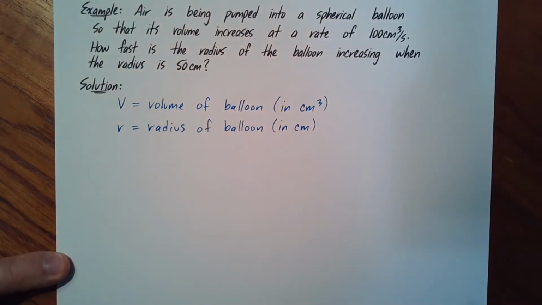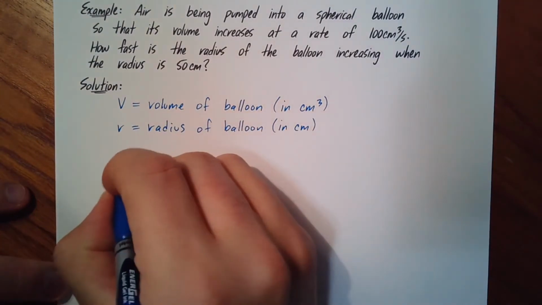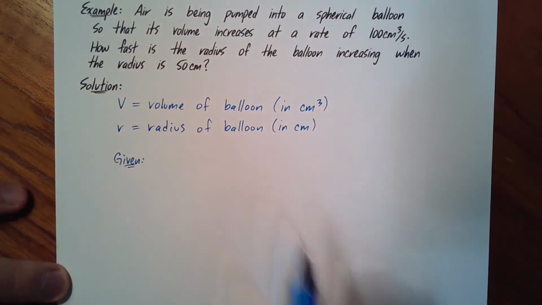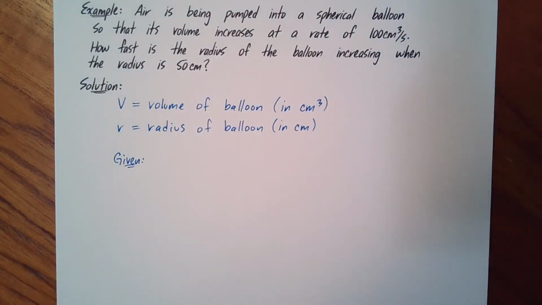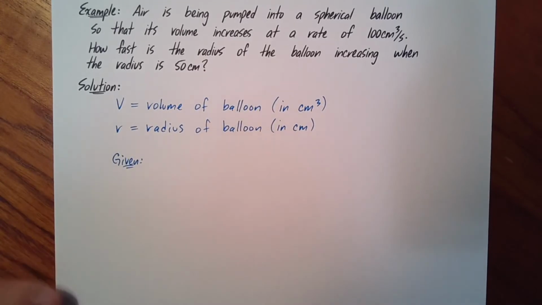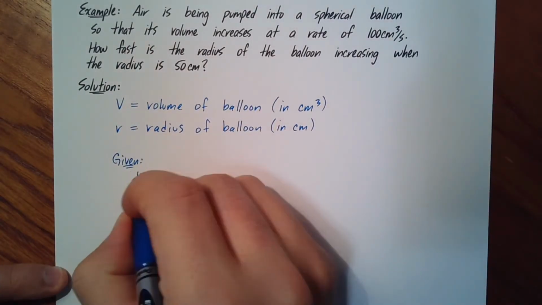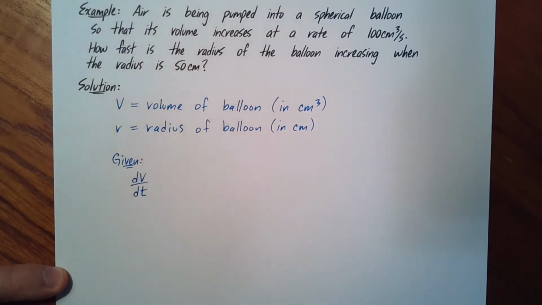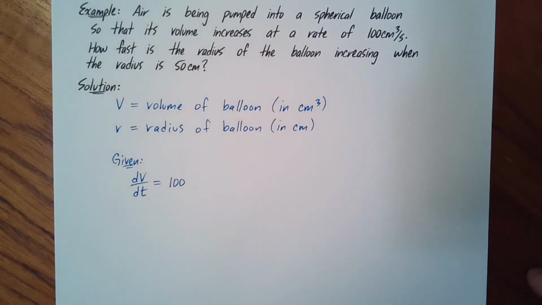So, well, what are we given? Let's start by identifying what is given to us. Well, we're told right off the bat that the volume of the balloon is increasing at a rate of 100 centimeters cubed per second. So we can express that using a rate of change of the variable V, or in other words, the derivative of the variable V. So really what we're given is dV/dt is equal to 100. Right?